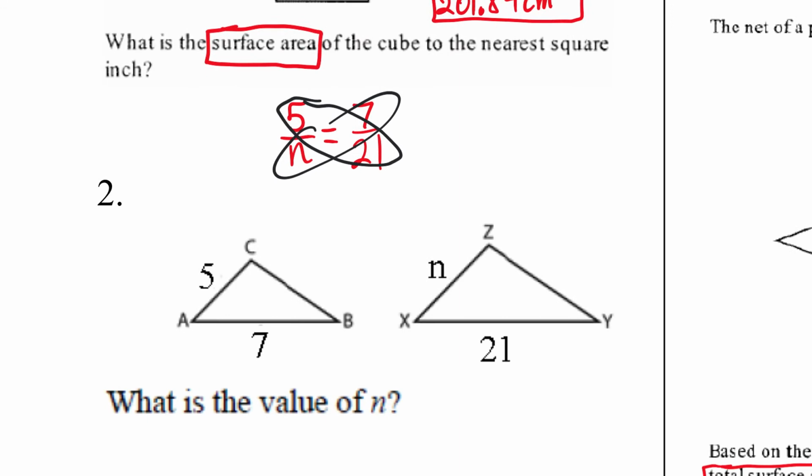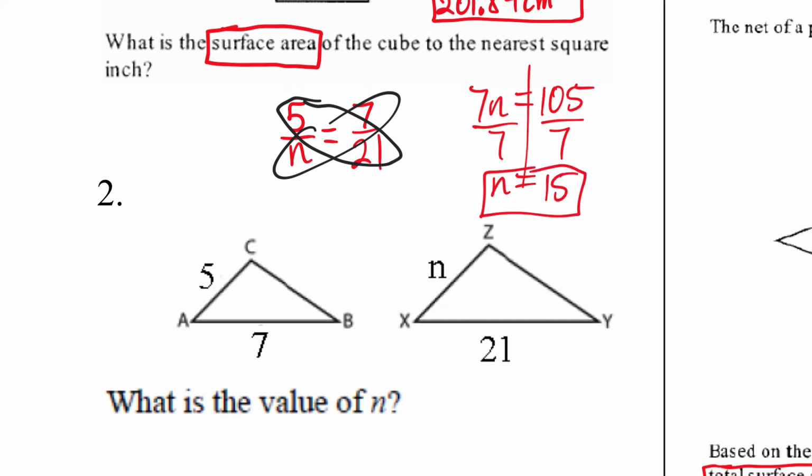So on number 2, whenever you cross multiply, 7 times n is 7n, and 5 times 21 is 105. Then when you divide both sides by 7, you should get n equals 15 on that.